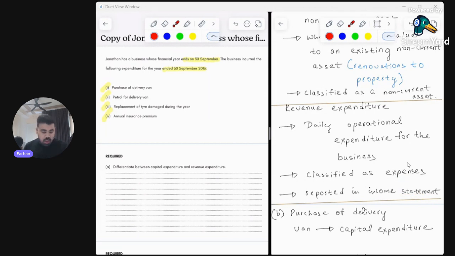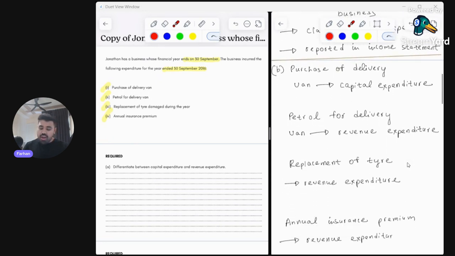Now let's classify each of those four expenditures that you can see in the question between capital and revenue expenditures, starting with the first one, which is the purchase of delivery van. The purchase of delivery van refers to the purchase of a non-current asset, which is what we will be reporting in the balance sheet, and therefore this is classified as a capital expenditure. Next, we have got the petrol for delivery van. The petrol for delivery van allows us to make sure the van runs, and this is a part of the day-to-day operational expenses for the business and is therefore classified as a revenue expenditure.